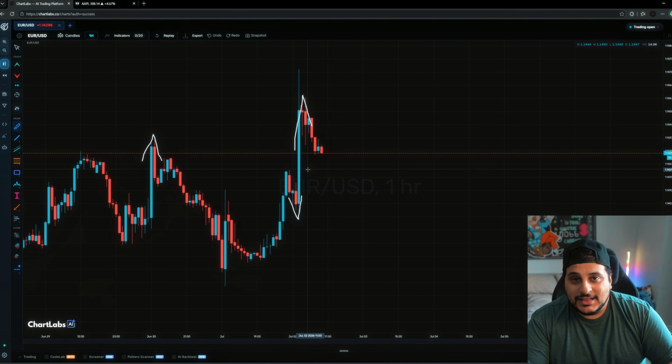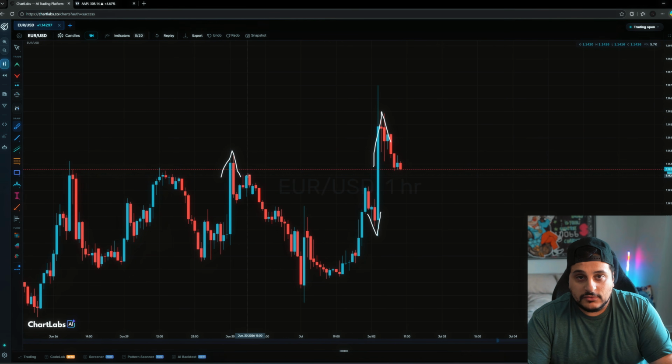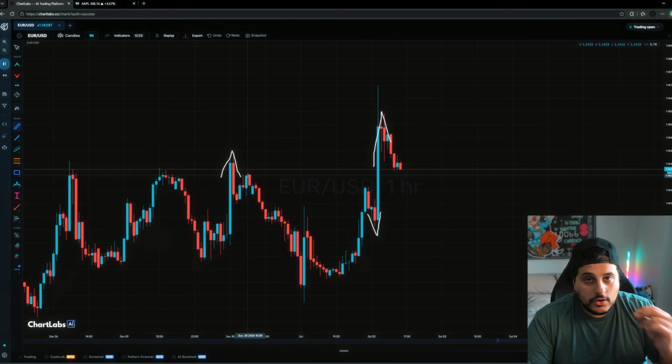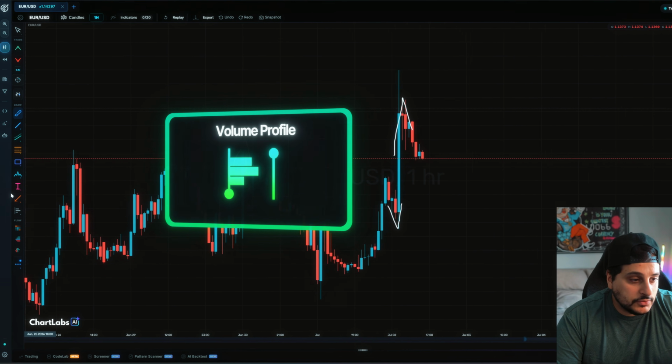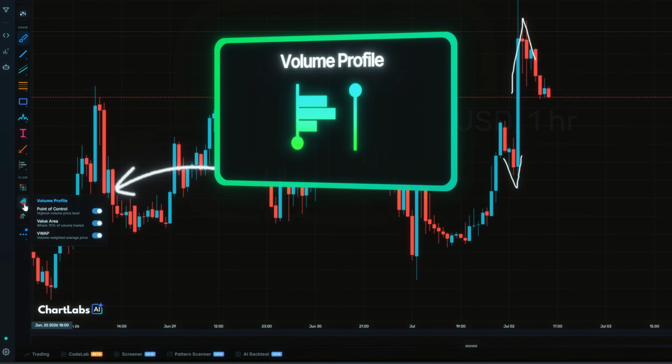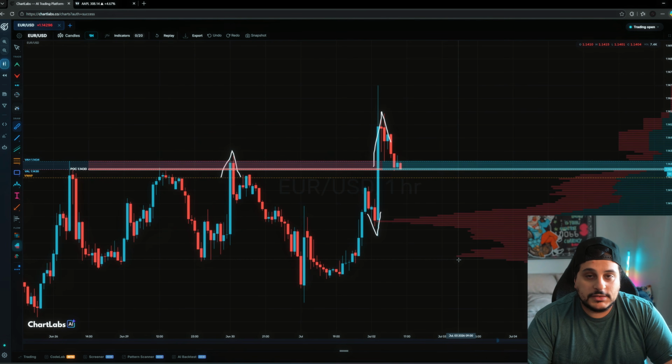So now that we understand exactly where this chart's headed, ultimately it's going to be headed in the upwards direction. We just need to find a perfect entry for our trade. How do we do that? Let me show you. The one thing we're going to use right now is a tool called the volume profile. If you go right here inside Chart Labs and you just click this button right there, this is going to pop up. This is the volume profile.